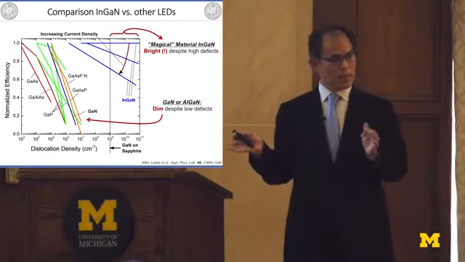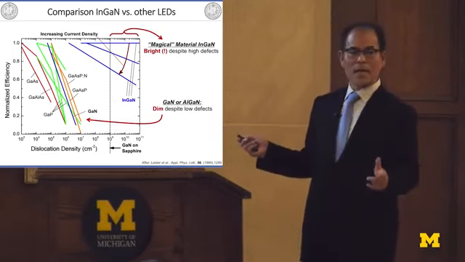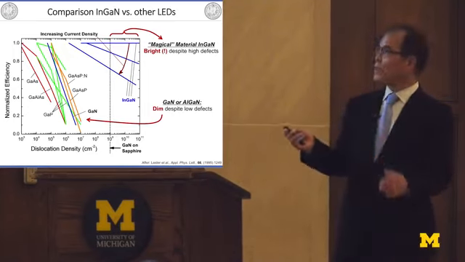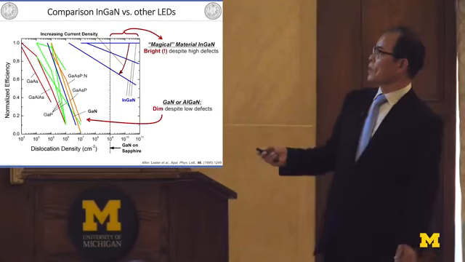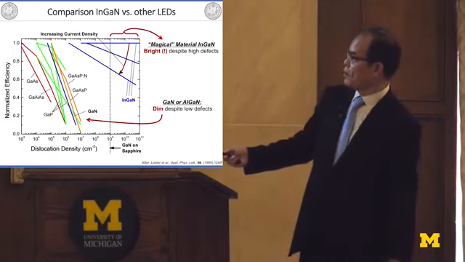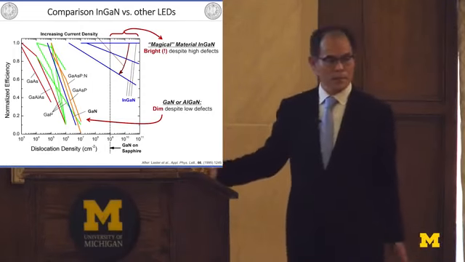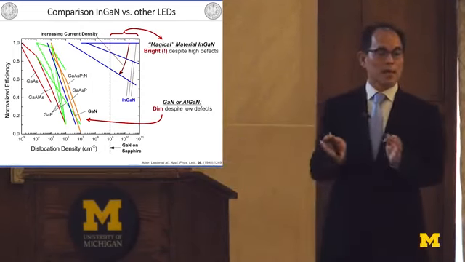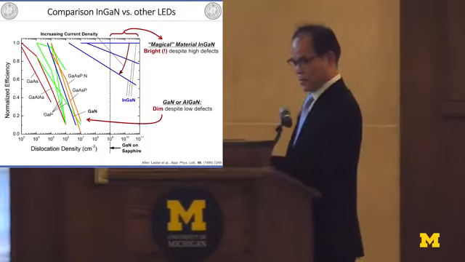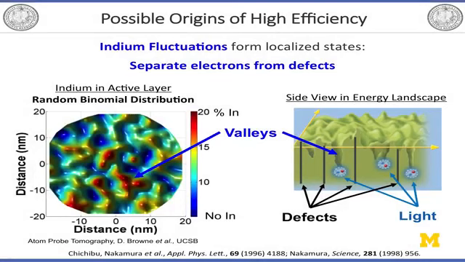Indium gallium nitride is a miracle or a magical material, because among the three nitrides, no other material emits light in this region of crystal defects. Gallium nitride, no emission. Gallium phosphide, gallium oxide, no emission. Only indium gallium nitride. Still, we don't know the exact reason why indium gallium nitride shows high efficiency in spite of the huge number of crystal defects. Still, we don't know exactly.